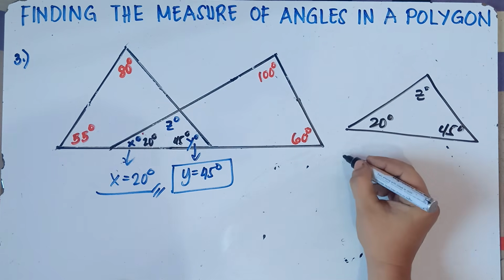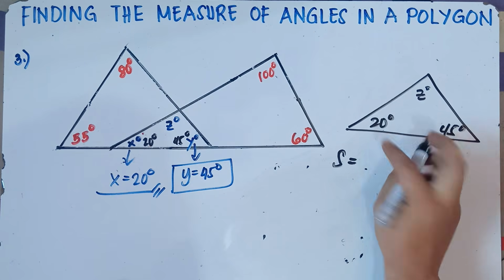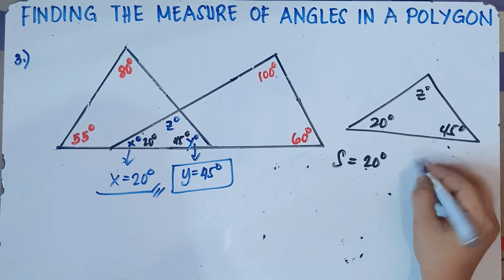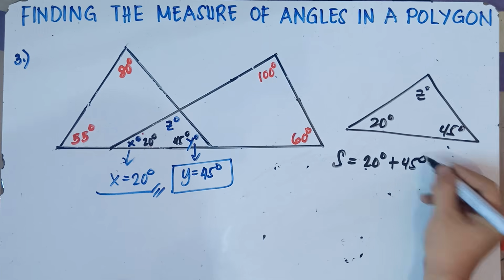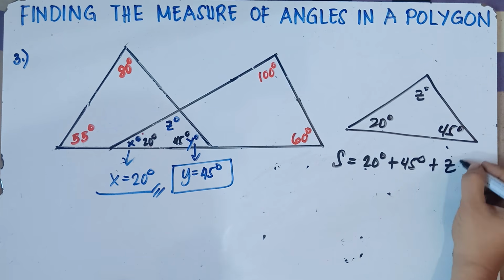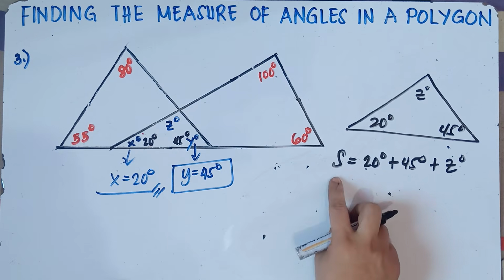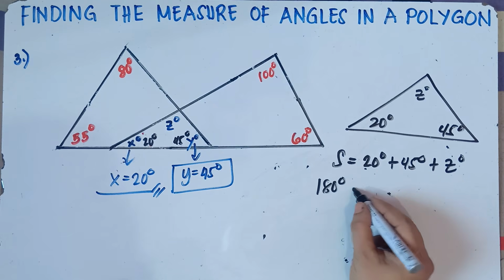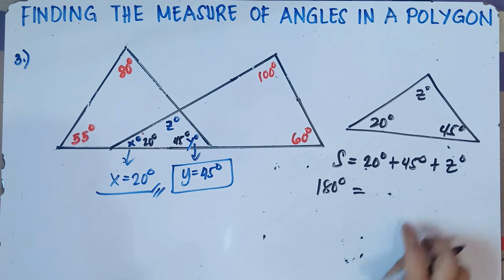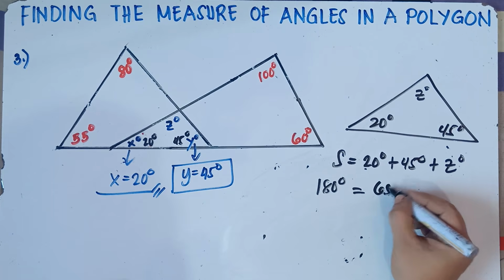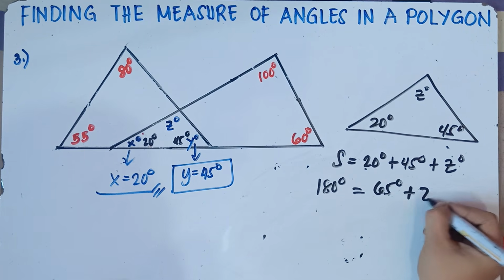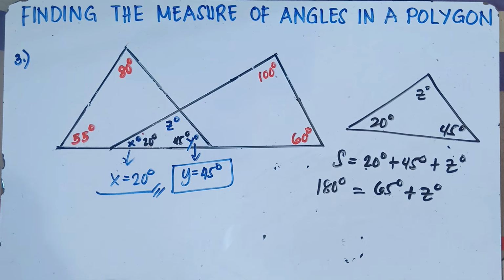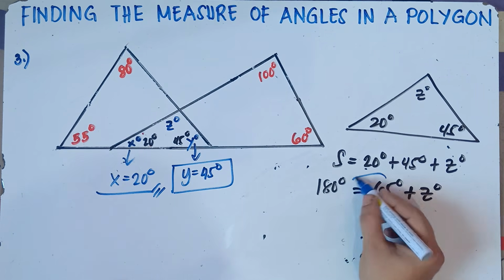Or we can have this equation: the sum equals, this is our first angle, 20 degrees, plus the second angle, 45 degrees, plus z degrees. So once again, the sum of these angles should be equal to 180 degrees. Equals, so 20 plus 45, that would be 65 degrees, plus z degrees.